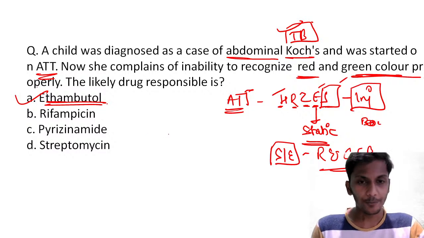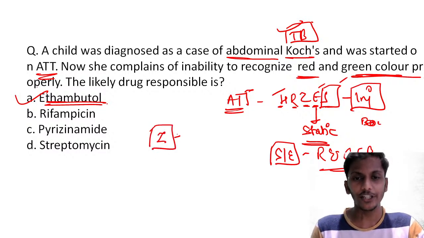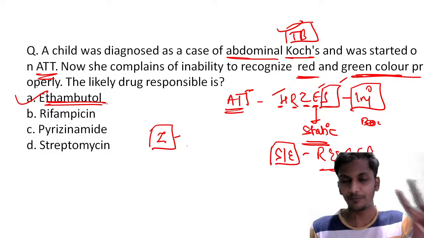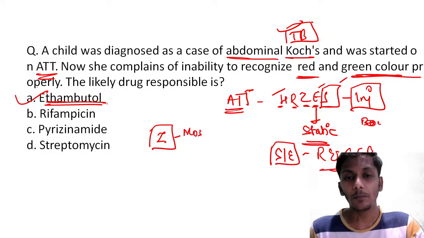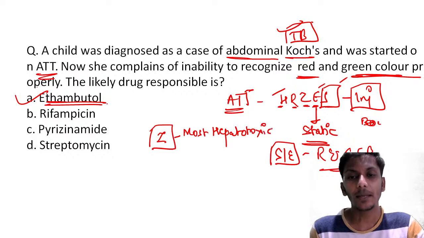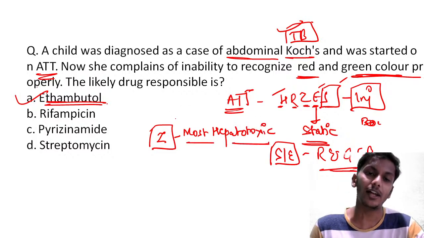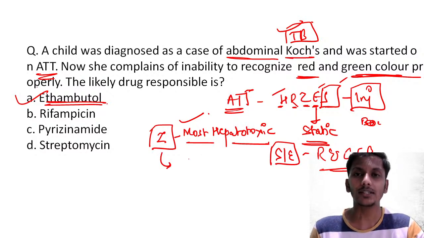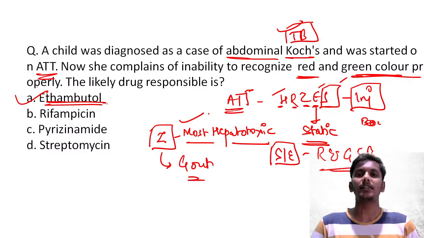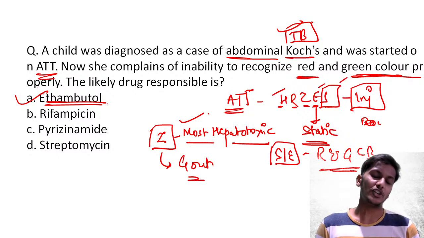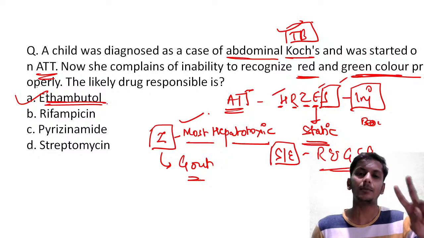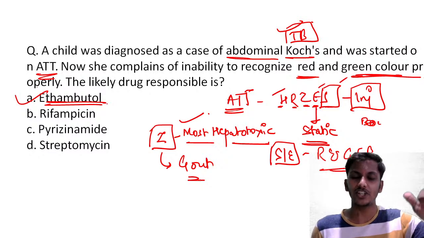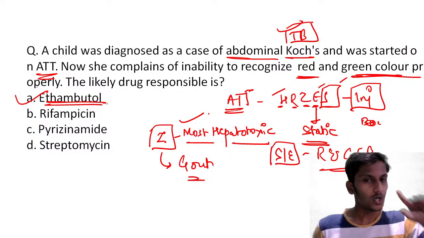Pyrazinamide. What is the important point about pyrazinamide that you need to know? Those are your two side effects of pyrazinamide. Pyrazinamide is the most hepatotoxic anti-tubercular agent. So please remember, the most hepatotoxic first line anti-tubercular agent is pyrazinamide. And second, it causes hyperuricemia, predisposing the patient to gout. Two important side effects of pyrazinamide: it is the most hepatotoxic agent, and second, it can predispose the patient to gout.